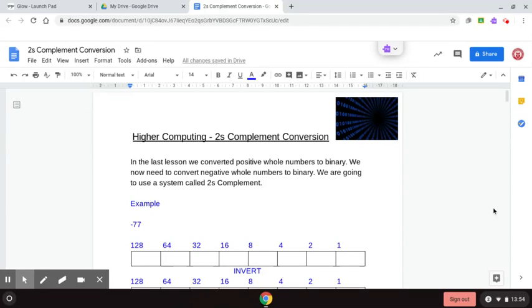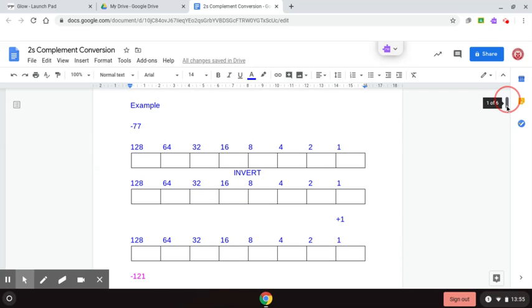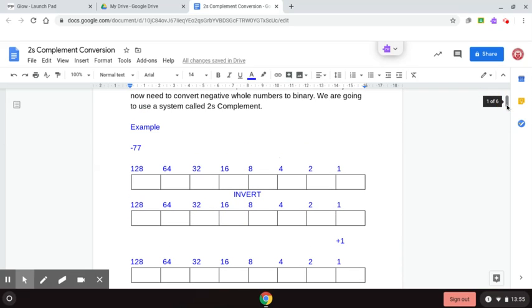Hi everyone. So in today's lesson we're going to look at how you would represent negative whole numbers in binary. We're going to use a system called 2's complement to convert the negative whole number into 8-bit binary. So the first example I'm going to show you is how you would represent negative 77 using 2's complement.